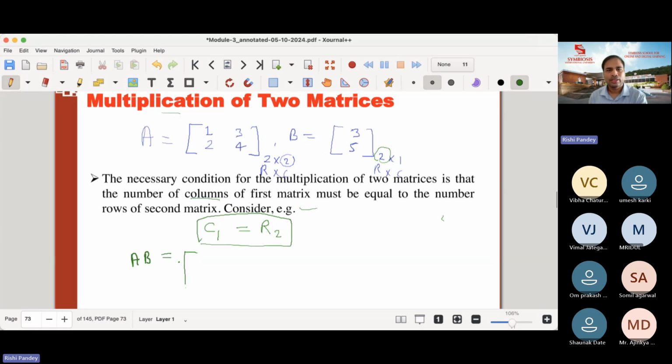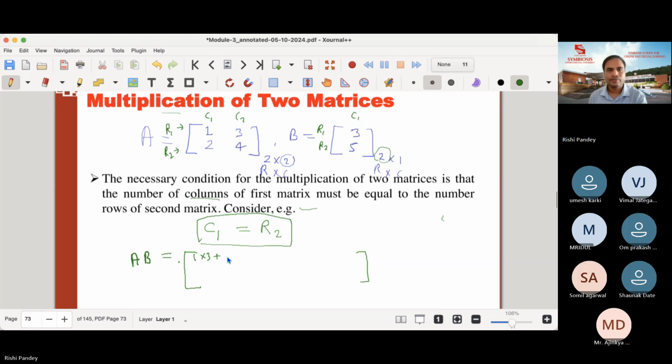AB. Okay. So the rule is what? This is row 1 and this is row 2. This is column 1, column 2, and this is only column 1, row 1, row 2. So first row, first column. So what we will write? 1 into 3 plus 3 into 5.